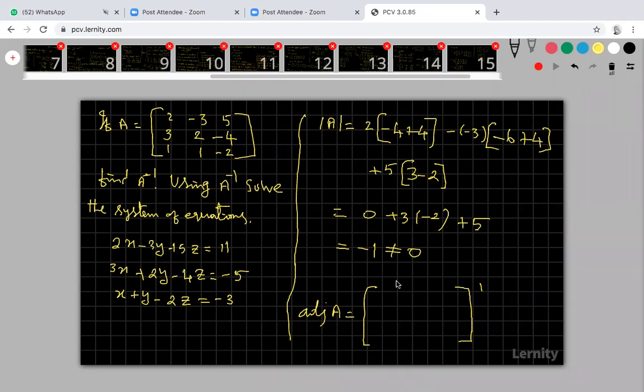So I'm just writing the adjoint of A. Please check the answer. You will get 0, 2, 1, minus 1, minus 9, minus 5, 2, 23, 13.